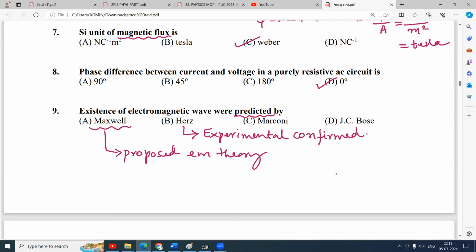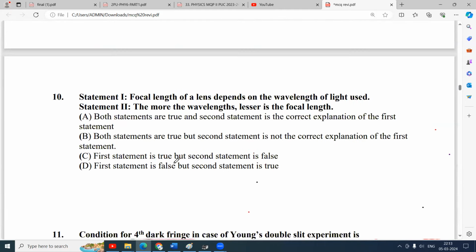So the usage of words should be very important. So who proposed, who predicted? Maxwell. And who experimentally confirmed it, or who proved it? Experimentally confirmed or proved. So electromagnetic wave theory was proposed by Maxwell and proved by Hertz. So now the answer is Maxwell, because it was predicted. Yes, answer A.